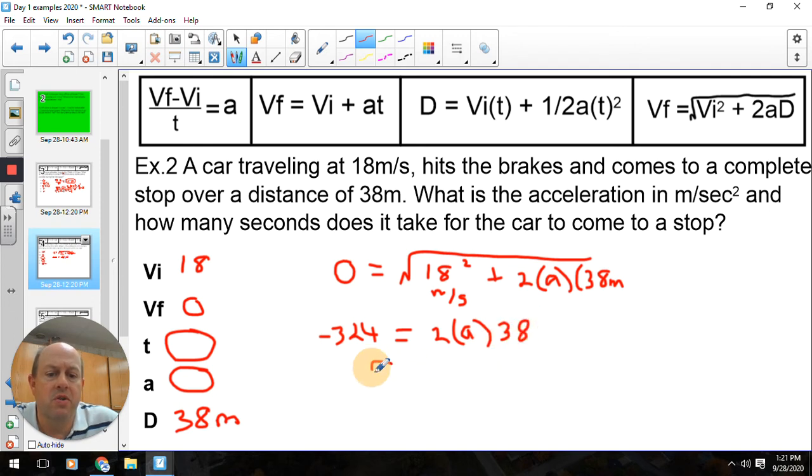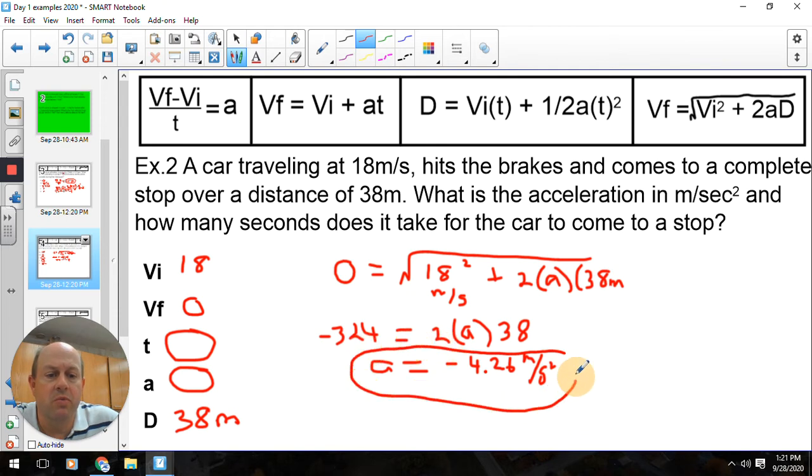And so when we solve for A, we would get negative 4.26 meters per second squared. And that's okay to have a negative. That just means we're slowing down, which should kind of make sense since we started at 18 and came to a stop.